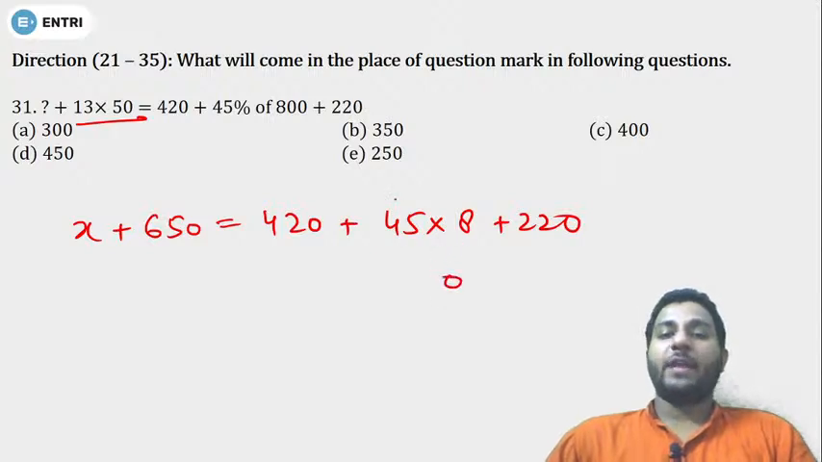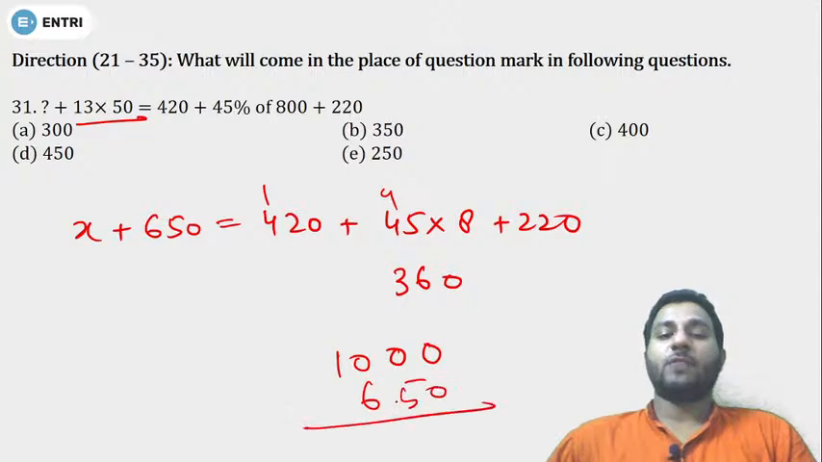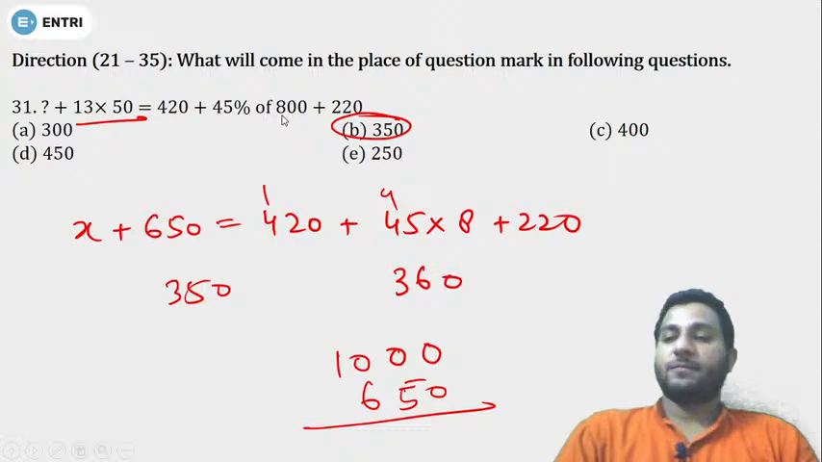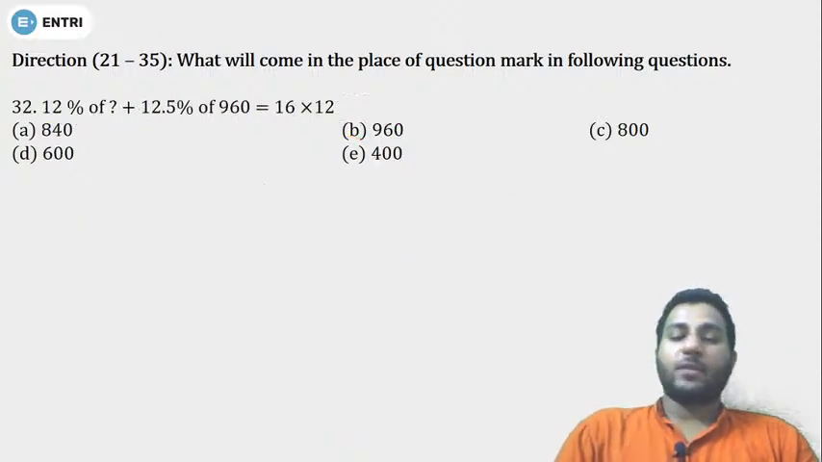How? 8 5s are 40, 4 8s are 32, 36. So add all these values: 8 to 10, 5, 3, 8, 8 to 10, 1000. So if you subtract 650 from 1000, you'll get 350. Clear answer. Got it? Look at the solution I am giving you.